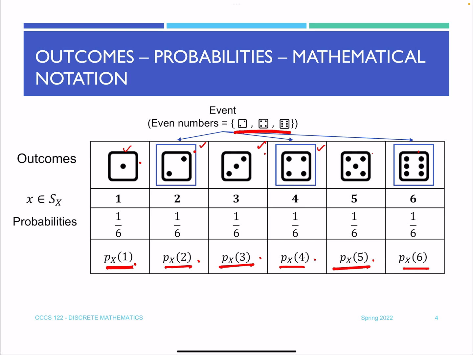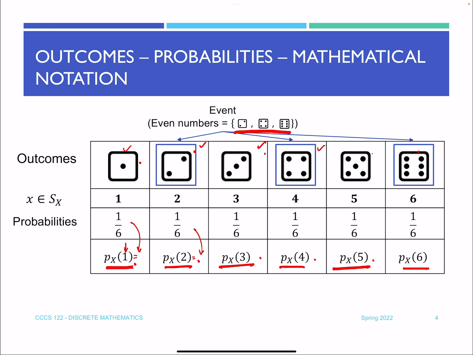P of X is a function over here, and it is taking as arguments different values from the sample space, the numbers 1, 2, 3, 4, 5, or 6. So basically, P of X of 1 is equal to 1 by 6. P of X of 2 is equal to also 1 by 6. And in this very simple experiment, the values of this function, P of X, are all the same. They're all 1 by 6.